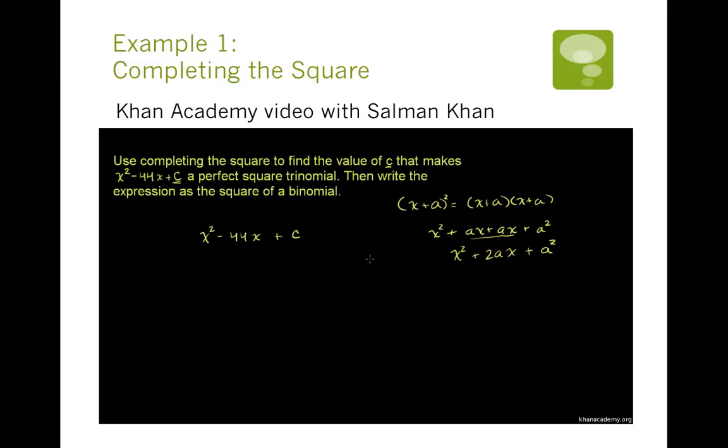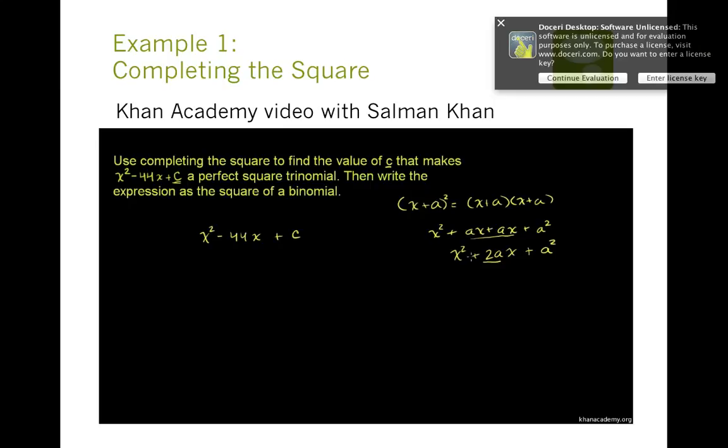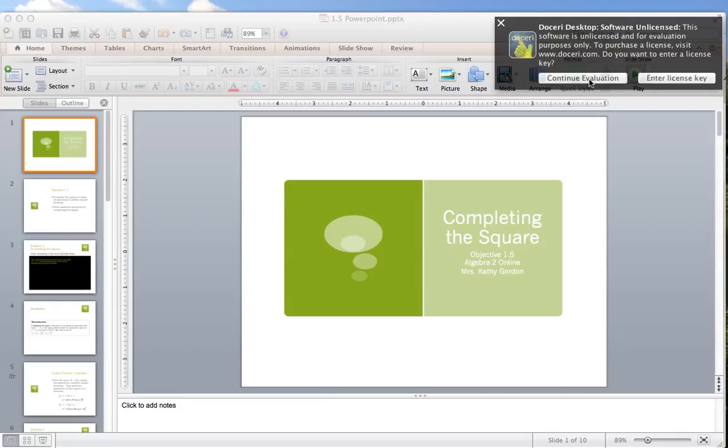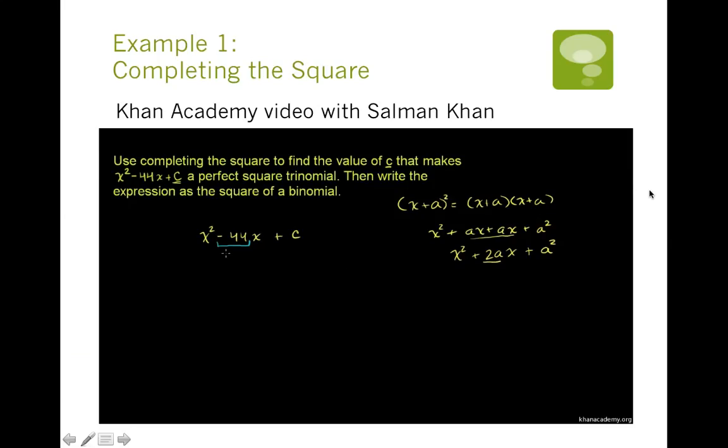So if we can get this into this pattern, where I have whatever value is here, if I take half of it, right, this is going to be 2a here, if I take half of it and square it over here, then this will be a perfect square. So if we look over here, this thing right here is 2a. If we want to pattern match, if we want to make this look like a perfect square, that has to be 2a. So negative 44 is equal to 2a. And this right here, this c, if we pattern match, c has to be equal to a squared. So what's a?